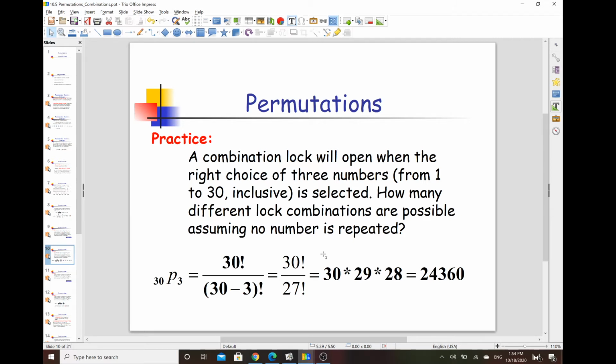Again, picking 3 numbers from 30: 30, and after you pick 1 number, 29. After you pick another number, you only have 28 numbers left. So 30 times 29 times 28 is 24,360.